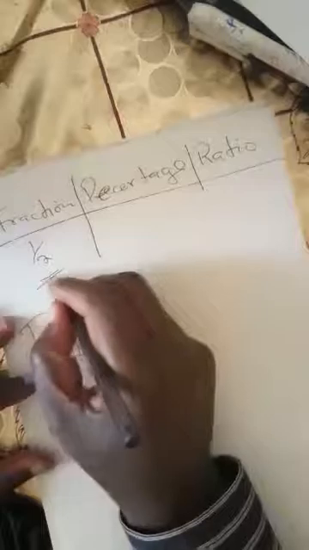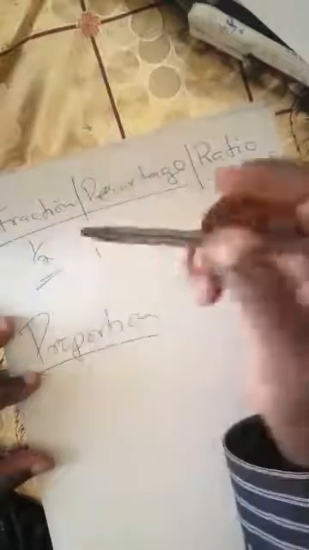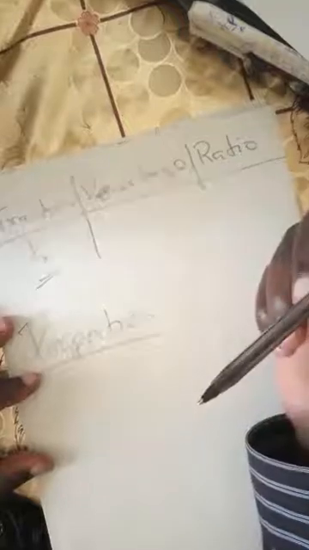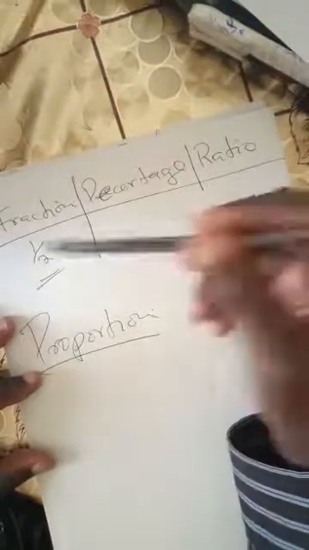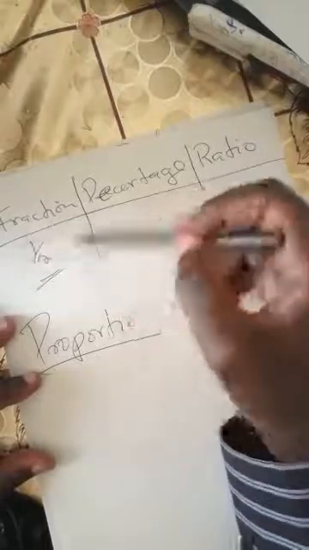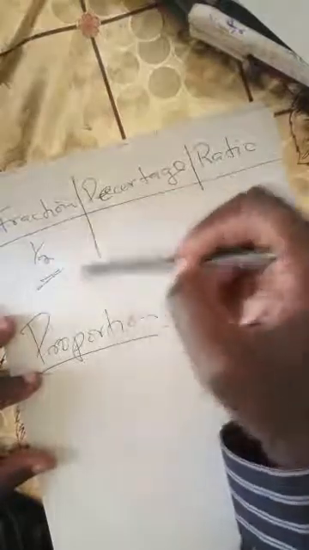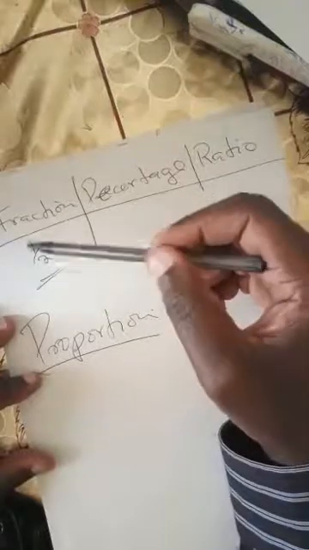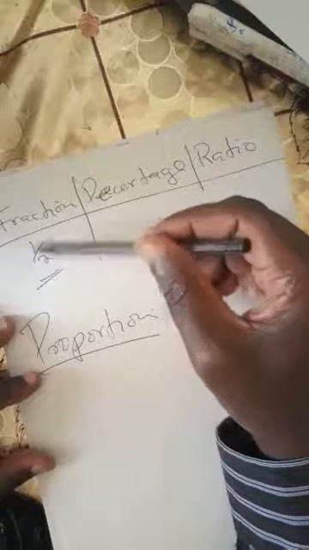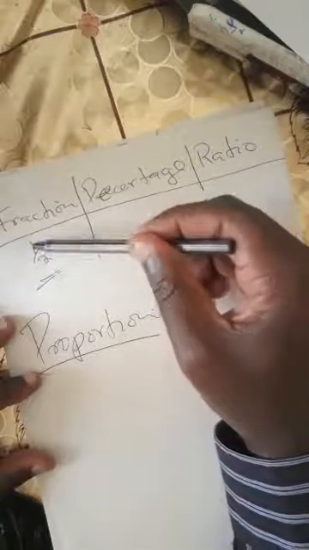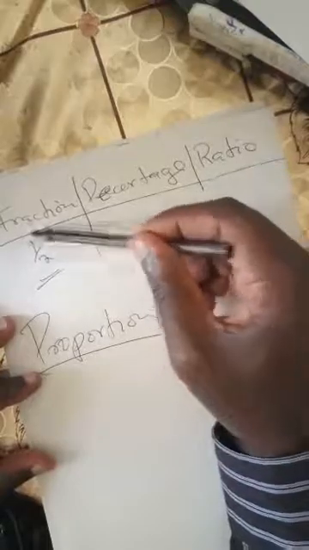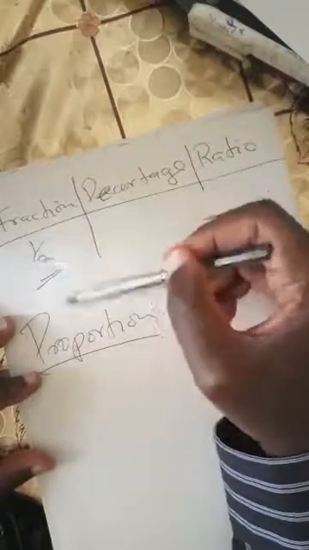Okay. So when you are talking of a fraction, for example a half, it means that the whole is divided into two parts, and so this is one of two parts. So one of two parts, so the whole is divided into two parts.